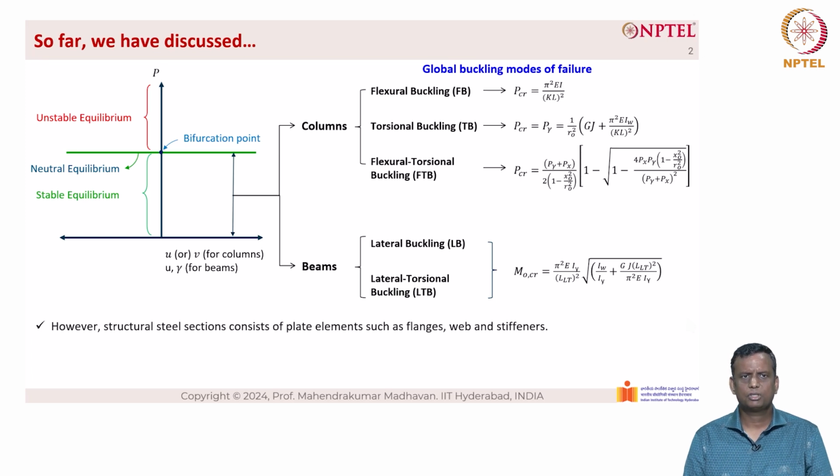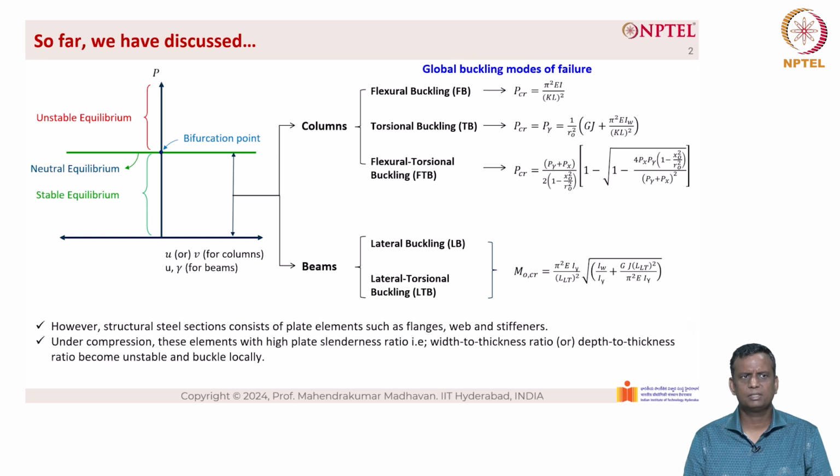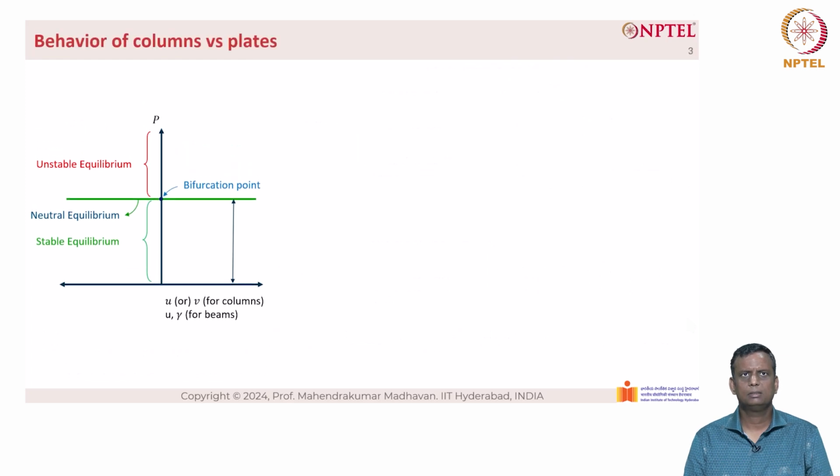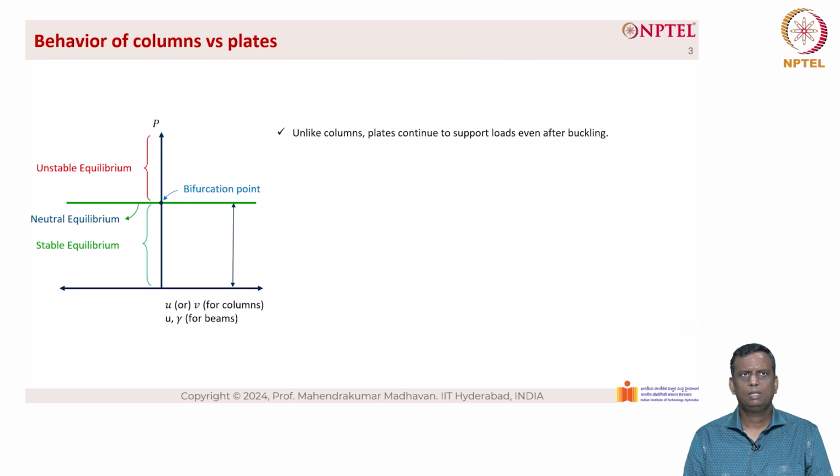However, structural steel sections consist of plate elements such as flanges, web and stiffeners. Under compression, these elements with high slenderness ratios, that is width to thickness ratio or depth to thickness ratio, become unstable and can buckle locally. This phenomenon is known as local buckling. Now, let's understand the difference between columns and plates. Unlike columns, plates continue to support loads even after buckling.